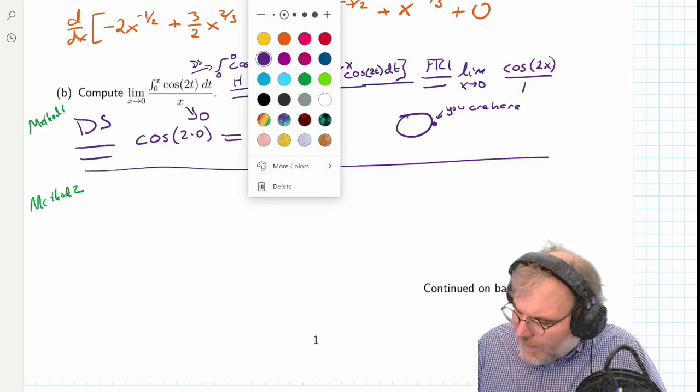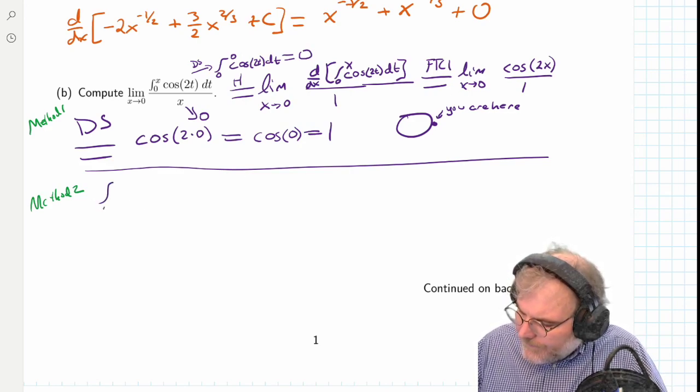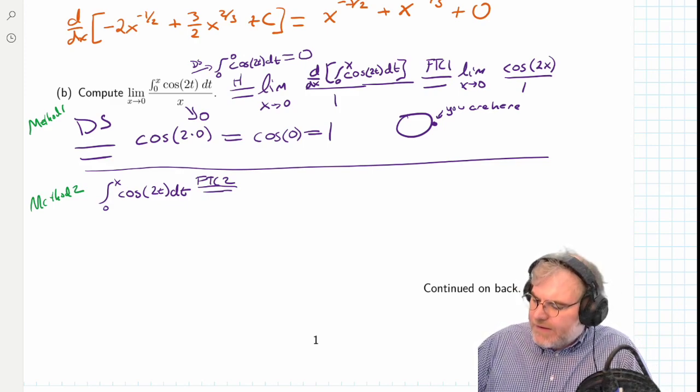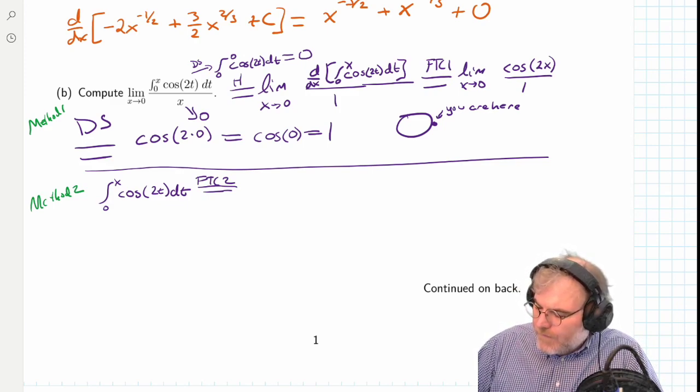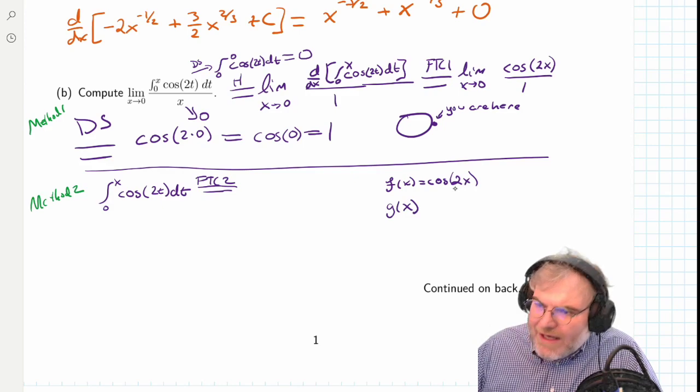The other way to do this type of problem is like this. So I want to figure out what this equals. And what I do is I use FTC2. Well, okay, f of x equals cosine of 2x. Now, this is tricky. How do I deal with the 2?